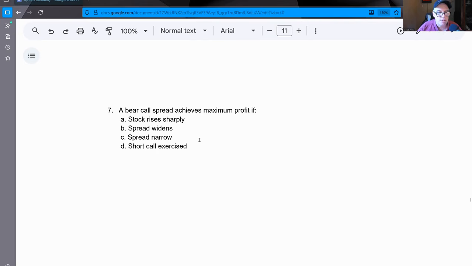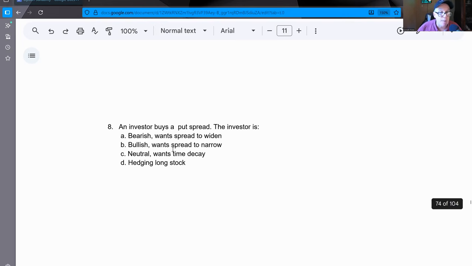Bear call spread. That's going the wrong way, right? So it's a bear. That's a credit call spread because selling a call is bearish. Bearish is selling a call. Bear call spread means it's a credit. That means we want it to narrow. This is easy: narrow, bearish, narrow, expire. I love it. An investor buys a put spread. Buy means debit. Buying a put is bearish, and we want the spread to widen. I love it. Bearish, widen.